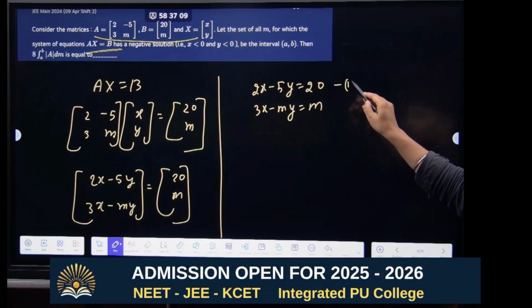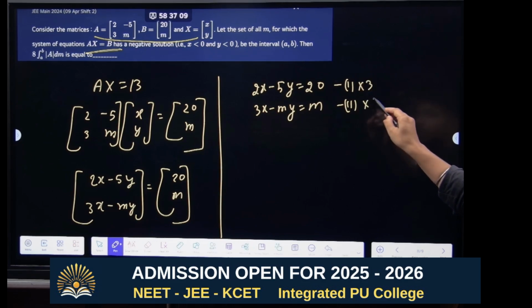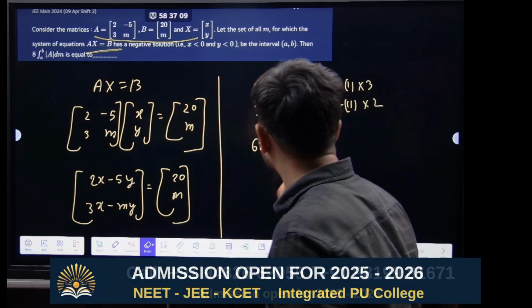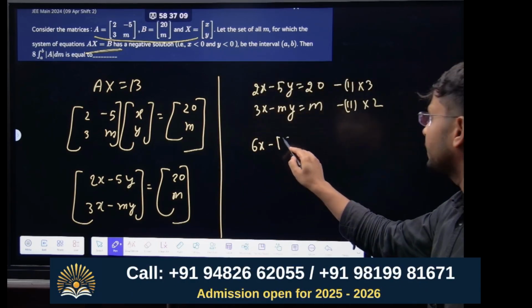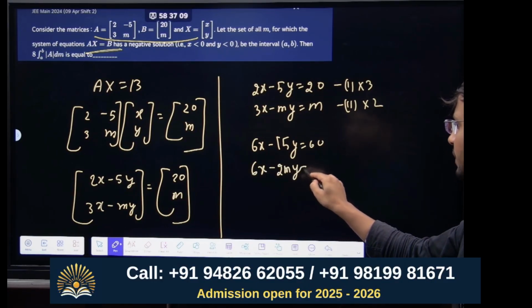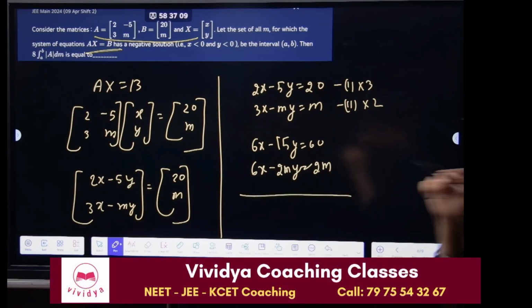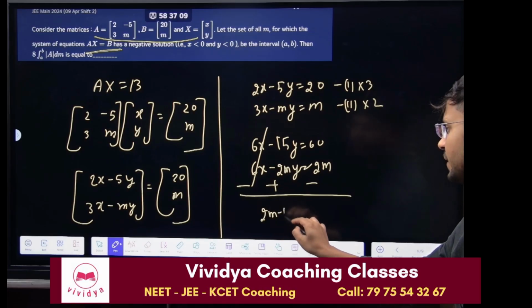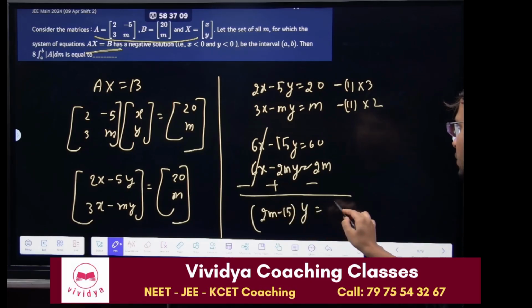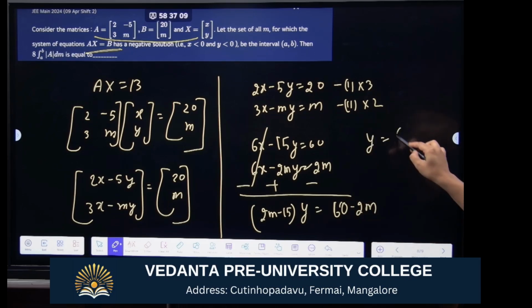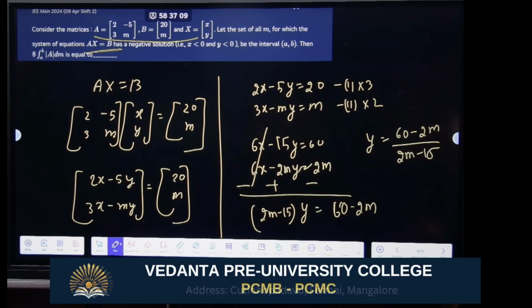To find the value of x and y, multiply the first equation by 3 and the second by 2. So this is 6x minus 15y equal to 60, and this is 6x plus 2my will be equal to 2m. Now subtract. The 6x gets cancelled. This is 2m plus 15y. Okay, so what is the value of y? The value of y should be (60 minus 2m) divided by (2m plus 15). This is the value of y coming.